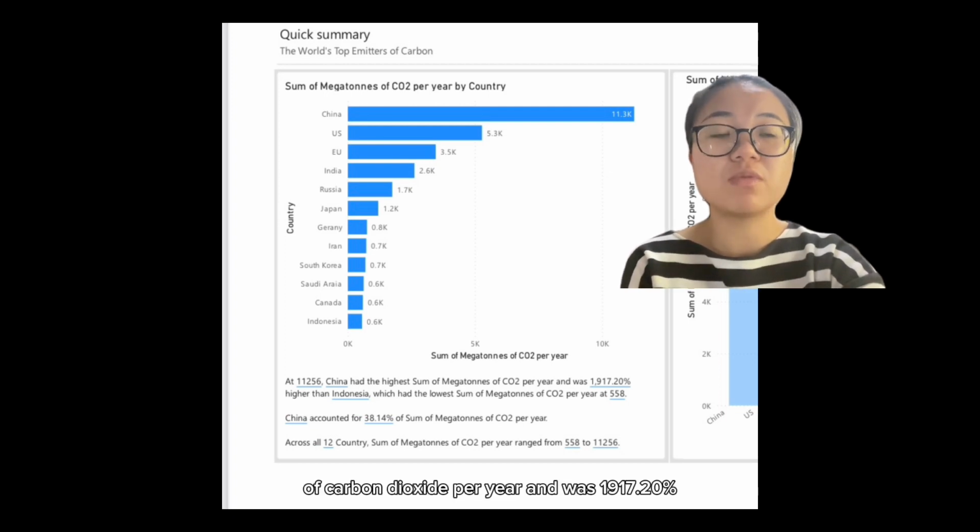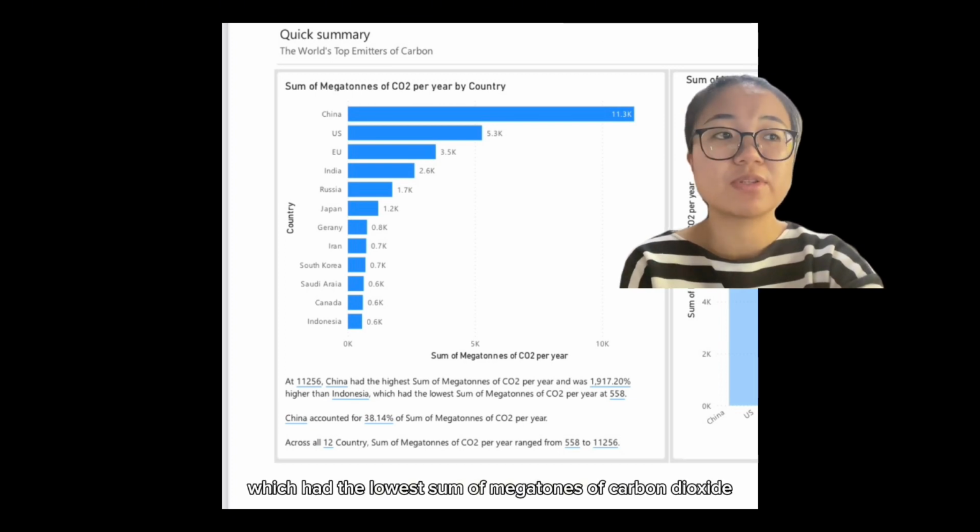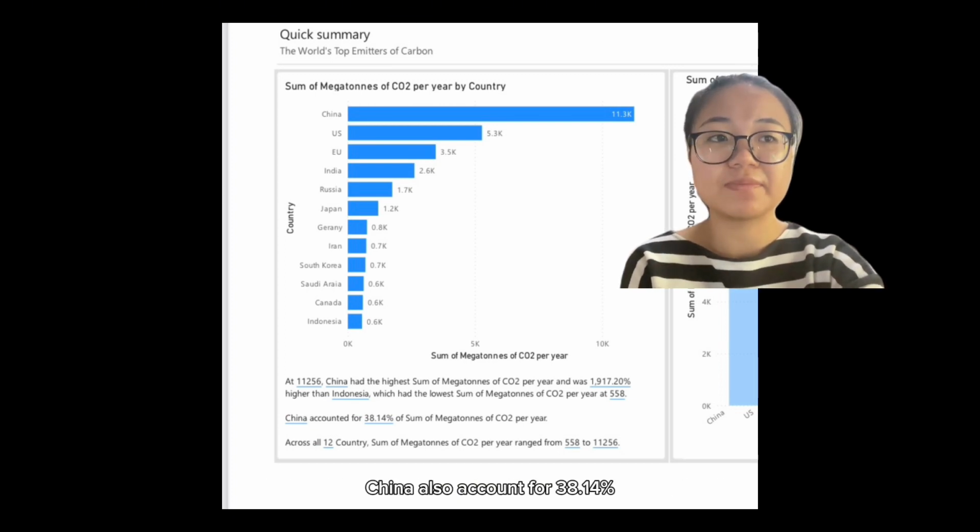By referring to the bar chart, at 11256, China had the highest sum of megatons of carbon dioxide per year and was 1917.20% higher than Indonesia, which had the lowest sum of megatons of carbon dioxide per year at 558. China also accounts for 38.14% of the sum of megatons of carbon dioxide per year.